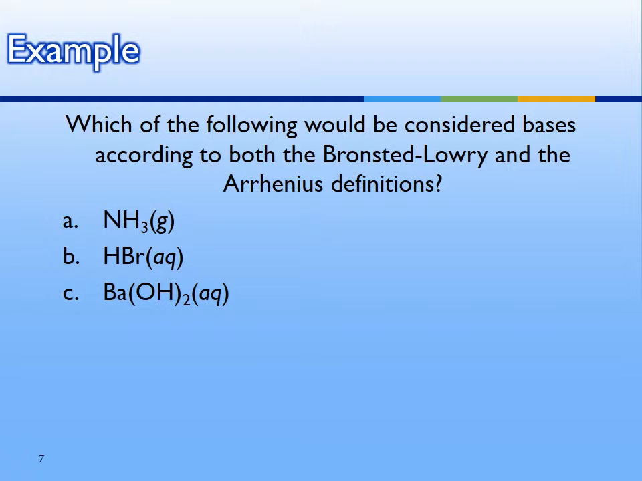What about barium hydroxide? Well, can it be an Arrhenius base? Definitely. It has a hydroxide ion. What about a Bronsted-Lowry base? Definitely too, because if you draw the Lewis structure, you'll see that oxygen has lone pairs. Hydrofluoric acid, Bronsted-Lowry base? Definitely. Just like hydrobromic acid, fluorine has lone pairs. Arrhenius base? No way. It does not have the hydroxide ion. Potassium hydroxide? Definitely both. So the answers are C and E.